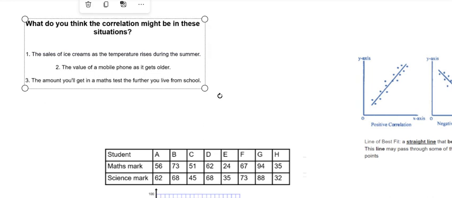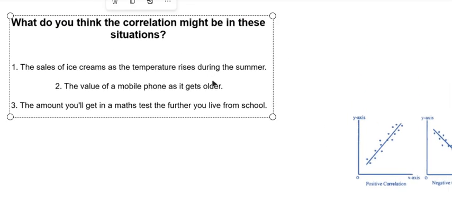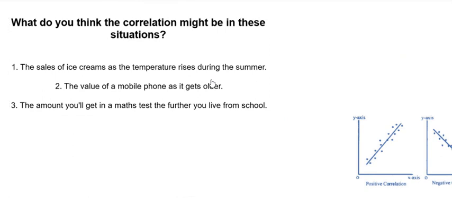Hi folks, so this is scatter graphs. It's a simple enough concept. Let's look at just these three examples first. These are things that could be put onto a scatter graph. It's always going to have two events.